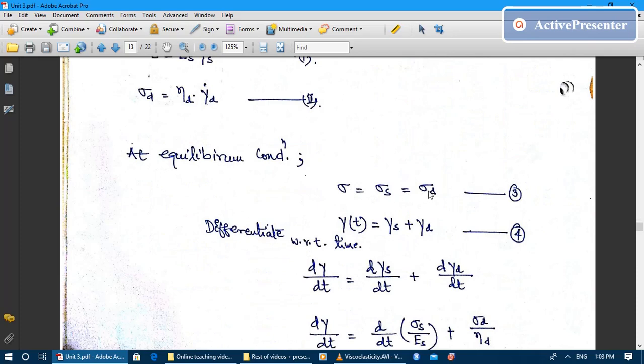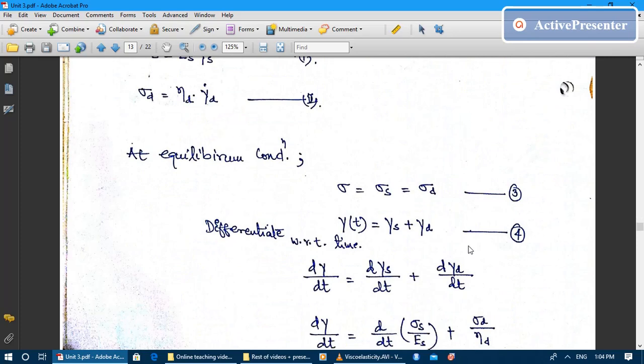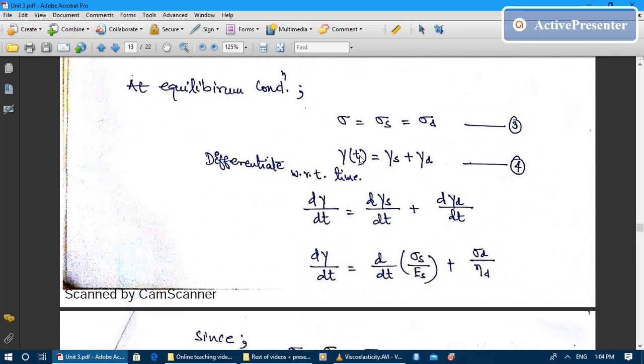At equilibrium, as we have already seen, sigma s is equal to sigma d. So the stress in the spring is equal to the stress in the dashpot, and the strain is a function of time. Why is strain a function of time here? Because in our model the strain, which is governed by the deformation, depends upon the time of application of the load. As long as the load is applied, this deformation will keep on increasing. Once the load is removed, the deformation will stop. So strain is a function of time t, and the total strain in the model is equal to the strain in the spring plus the strain in the dashpot.